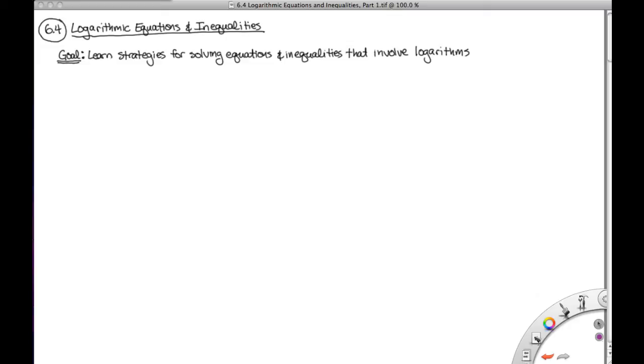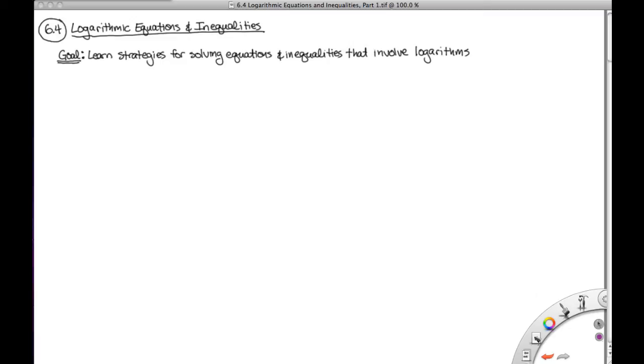Okay, so in this next series of videos, we're going to be going through the information in section 6.4. Specifically, we're going to be talking about logarithmic equations and inequalities. And really our main goal here is just to learn the strategies that are involved in solving these equations and inequalities when a logarithm or logarithmic function is involved in our function we're trying to solve.